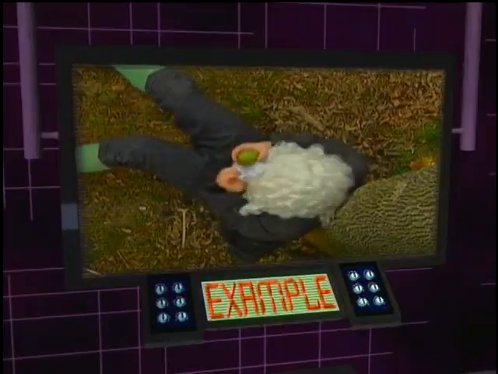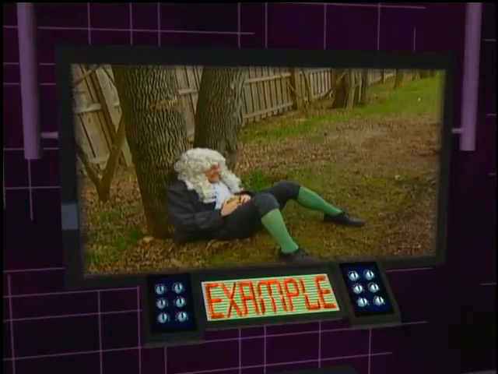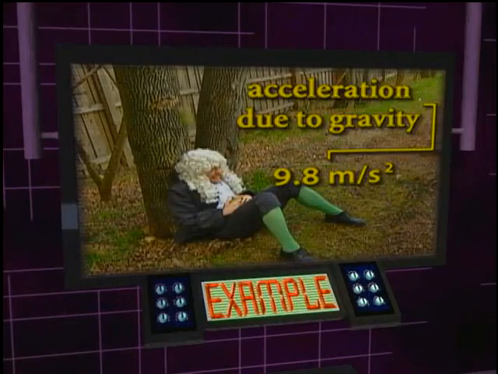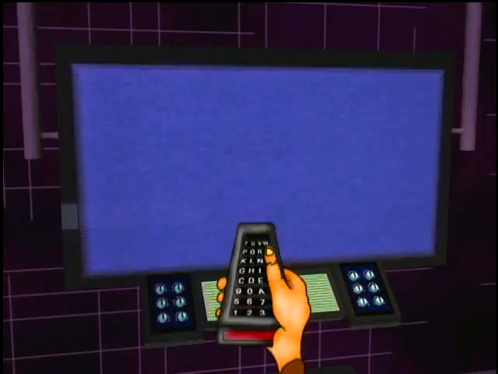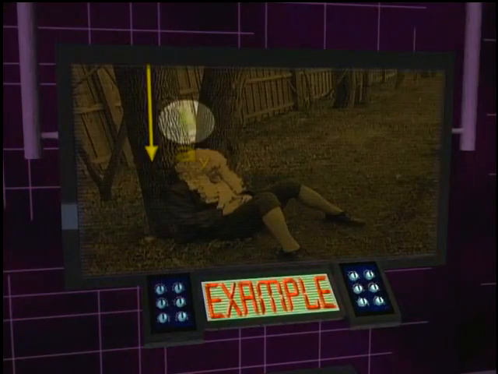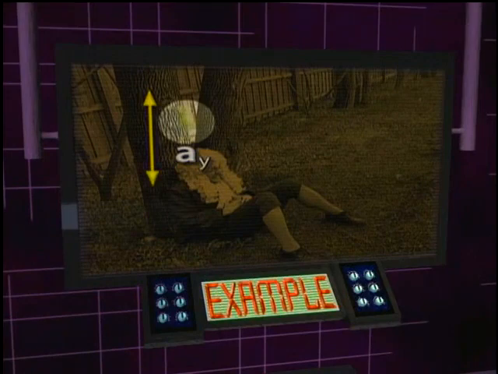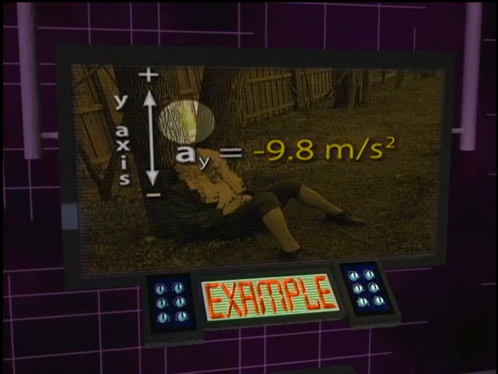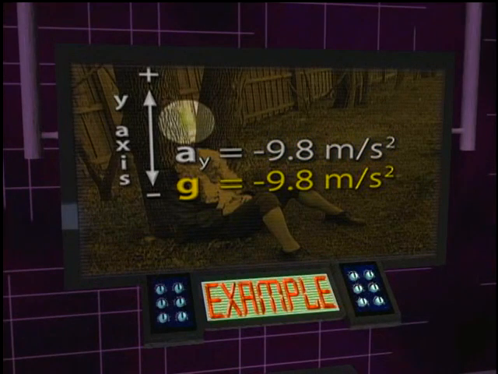The acceleration of any object due to gravity at the surface of the Earth is 9.8 meters per second squared. Since gravity creates a force pulling an object down towards the Earth, it is the y component of acceleration, because we've drawn the y-axis up and down. And on the y-axis, assuming up is positive and down is negative, a sub y equals negative 9.8 meters per second squared. But since we use it so much, we'll just use a little g to represent the acceleration due to gravity.